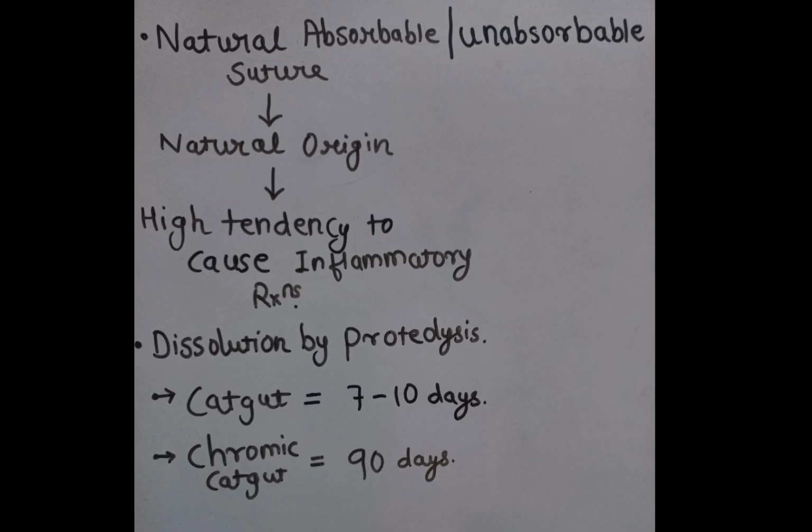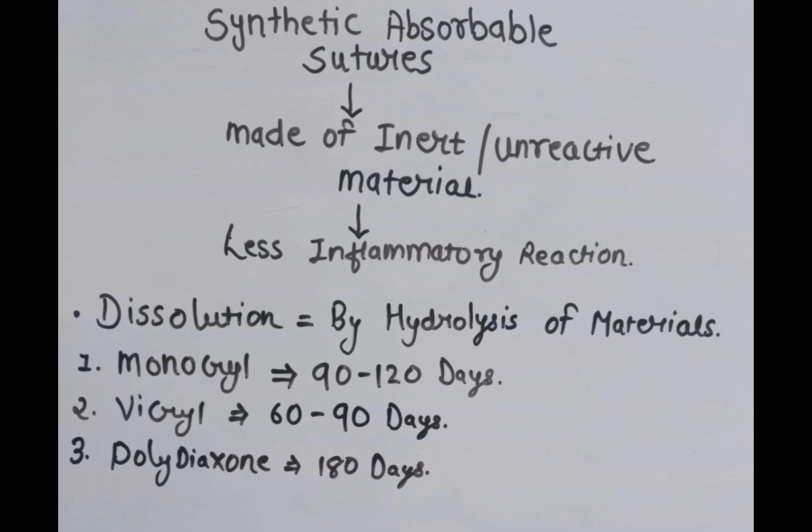Now let us look at some of the properties of the natural absorbable sutures. The natural sutures are, as we know, natural in origin, so they may contain some antigens that have a high tendency to cause inflammatory reaction at the site of the suture. The next is the dissolution of the suture. They dissolve by proteolysis. The dissolution time for catgut suture is approximately 7 to 10 days, and for the chromic catgut suture it is about 90 days.